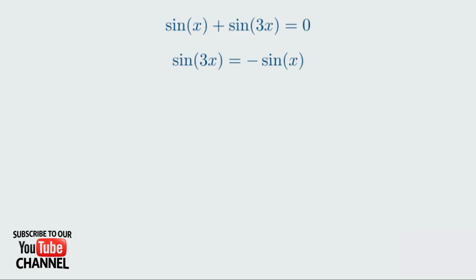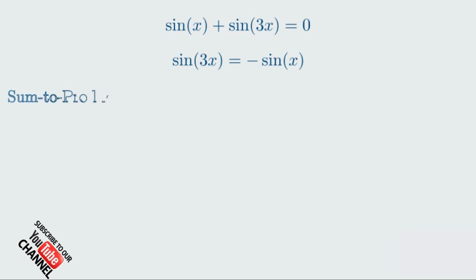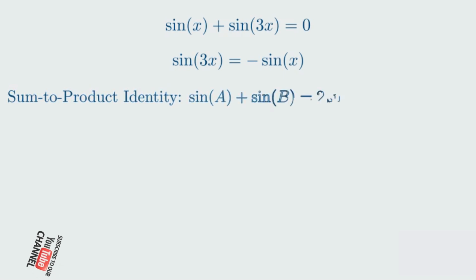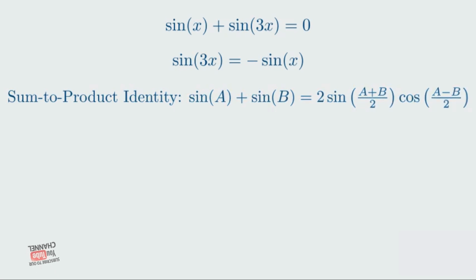Instead, we're going to use a powerful tool called the sum to product identity. This identity allows us to take a sum of two sine functions and express it as a product, which is much easier to work with when an equation is set to 0. The identity states that sine of a plus sine of b equals 2 times sine of (a plus b) over 2 times cosine of (a minus b) over 2. Notice how it changes a sum into a product. By using this identity, we can transform our complex sum into a simple product, which we can then solve. This will allow us to find all the values of x that are solutions to the equation.